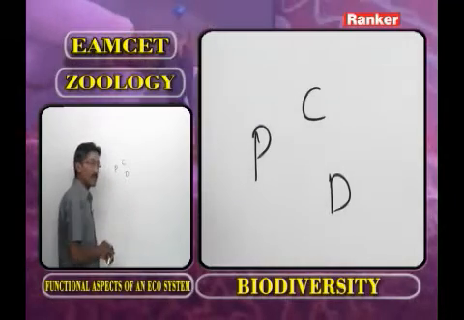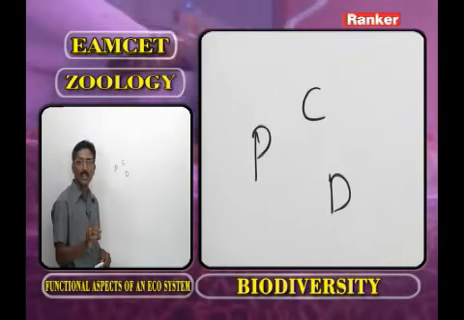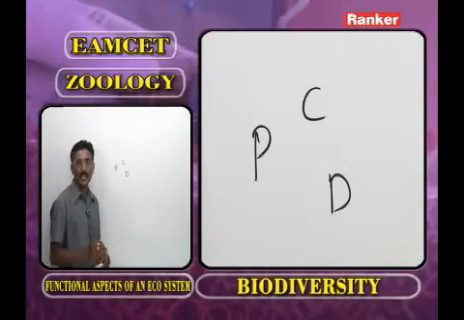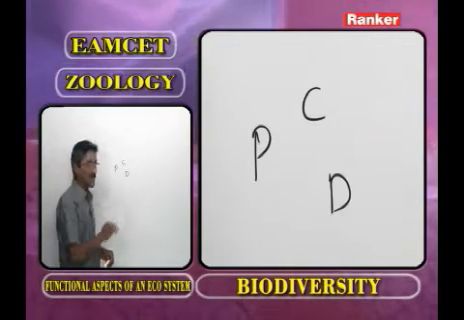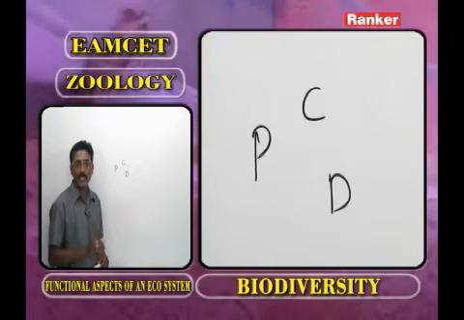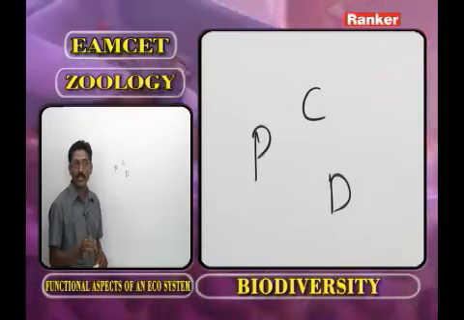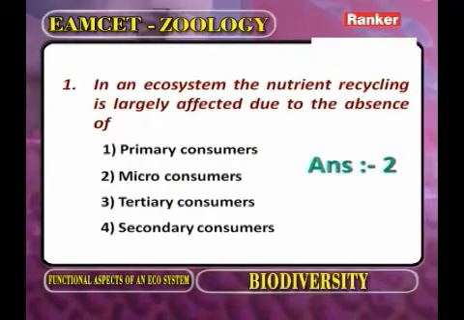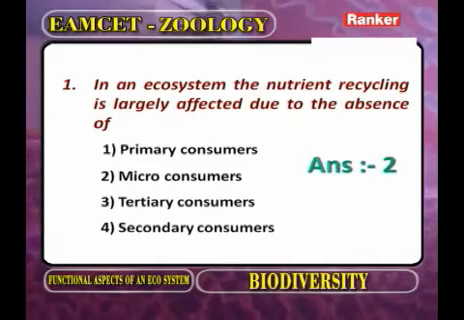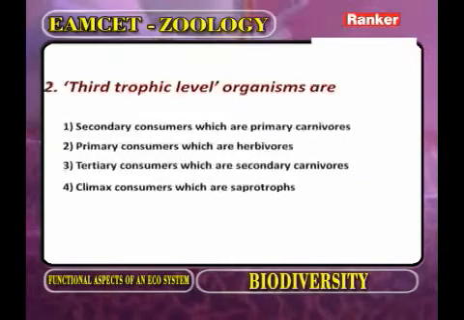What is the other name of decomposers? They are also called osmotrophs. They are also called the micro consumers. Now, based on this information, what is the correct answer for this question? That is the micro consumers. They are also called osmotrophs. They are also called the decomposers. Now we go for the next question.